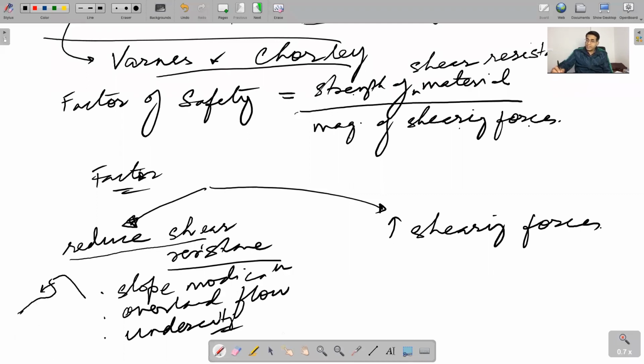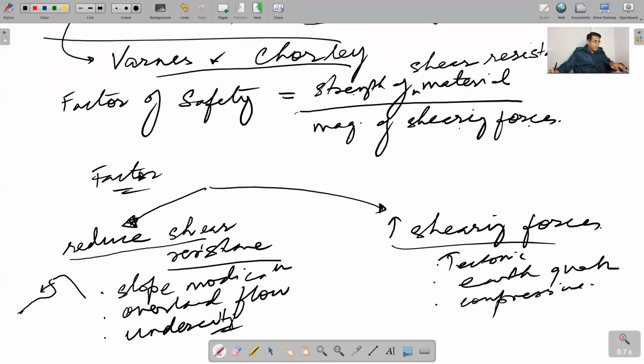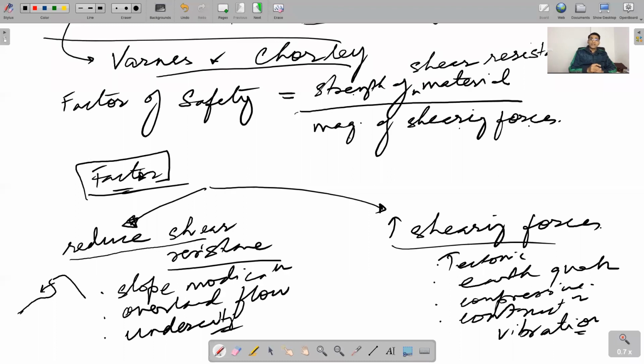The factors that increase shearing forces will be things like tectonic reasons. It could be earthquakes. It could be compressive forces. They can also be related to factors like construction and vibration. So the factors that cause earthquake vulnerability are some of these.